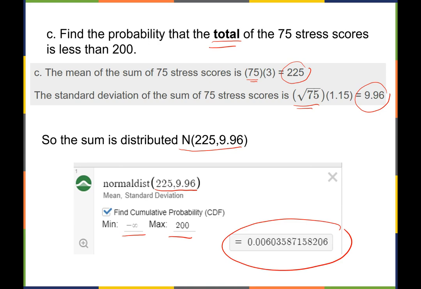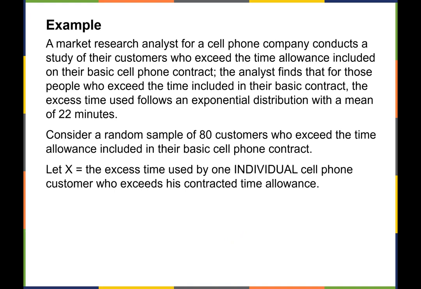All right, so that was an example of first just using the distribution to answer a question, then using the central limit theorem to figure out some probabilities about the mean, and using the central limit theorem to find some probabilities about the sum.